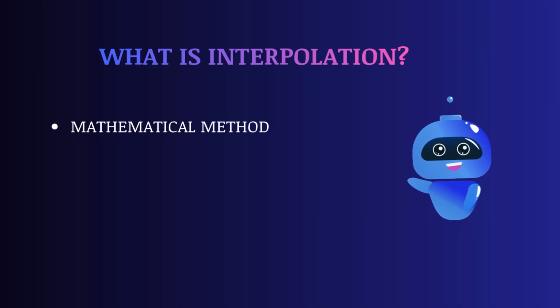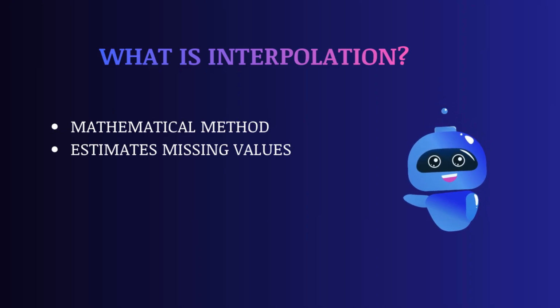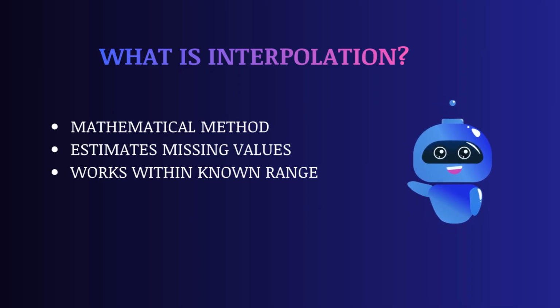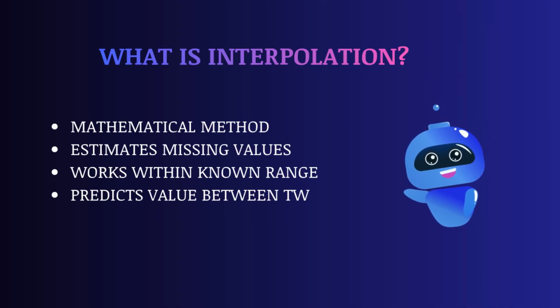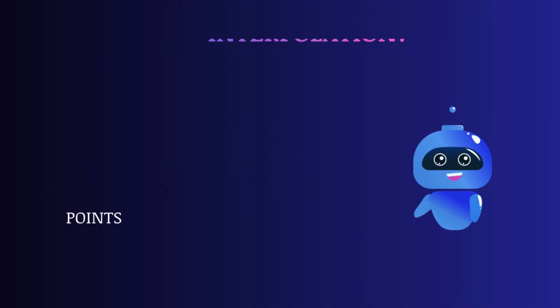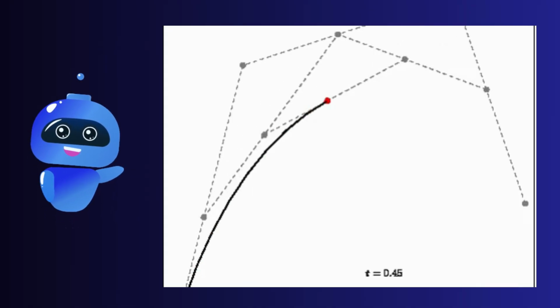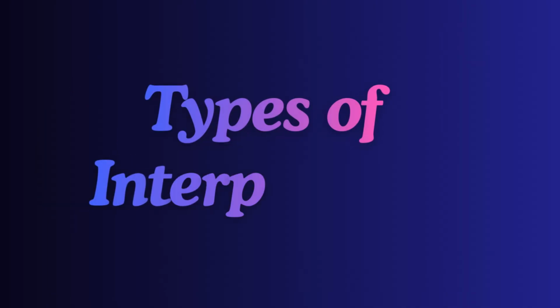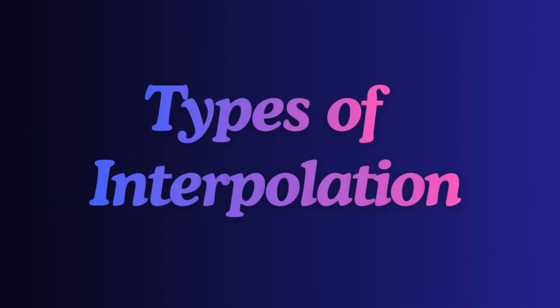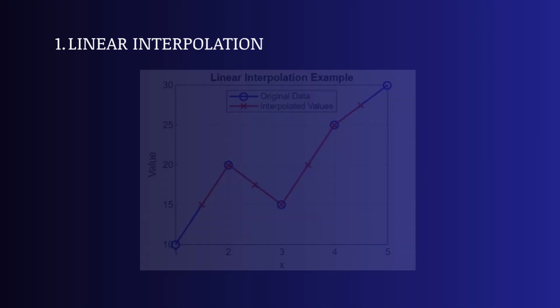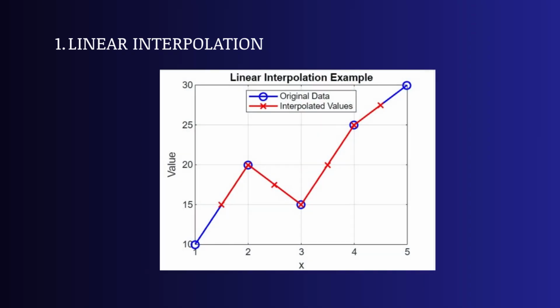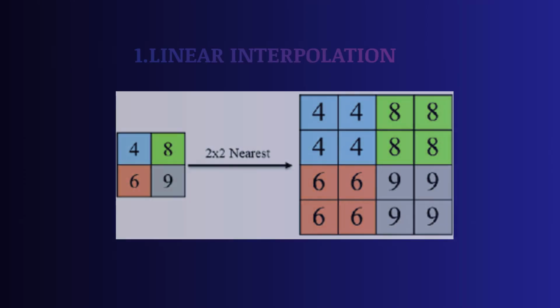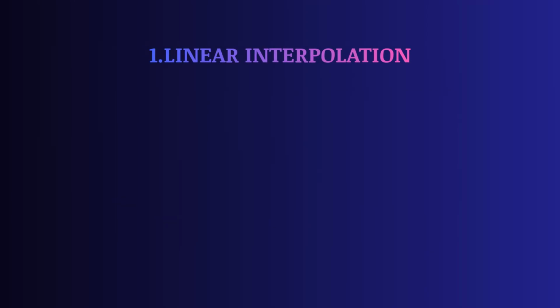What is interpolation? Interpolation is a mathematical method. It estimates values within a known range of data points. If we know two data points, we can predict the value between them. The key idea is that the unknown value lies somewhere between the two known values. There are many types of interpolation methods, but today we will focus on two important ones: linear interpolation and nearest neighbor interpolation. Linear interpolation. Linear interpolation assumes a straight line relationship between two known points.